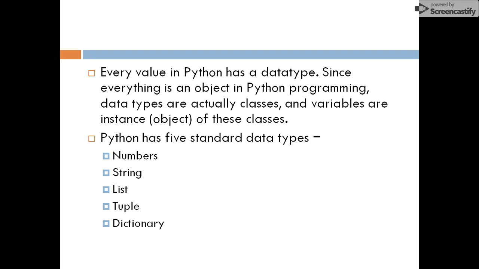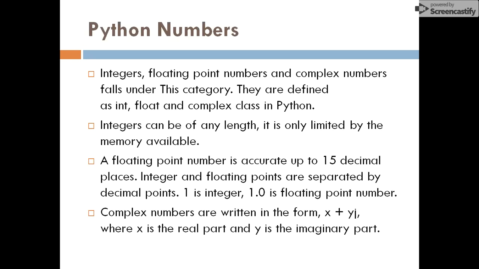But in Python, generally it supports five standard data types. They are numbers, strings, list, tuple, and dictionary. We already have discussed numbers and strings in previous videos, but still we are going to have a little introduction of that. So first, if we are talking about Python numbers, then integers, floating point numbers, and complex numbers, these three categories fall under the number category.